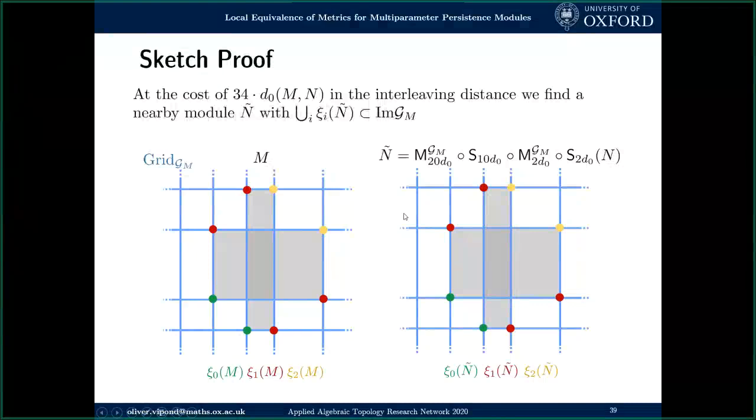Because I'm giving a very top-down view of this proof, what I've told you is a lot more simple than how it plays out in practice. In fact, we have to perform a succession of these simplification and merges. The first two operations are used to bring the generators to the grid, and the second two operations are used to bring the relations to the grid. After we do that, we can deduce that all of the multi-parameter Betti numbers lie on the grid. So at the cost of 2 plus 2 plus 10 plus 20 times d0 in the interleaving distance, we can modify our module so that they end up having the same grid.